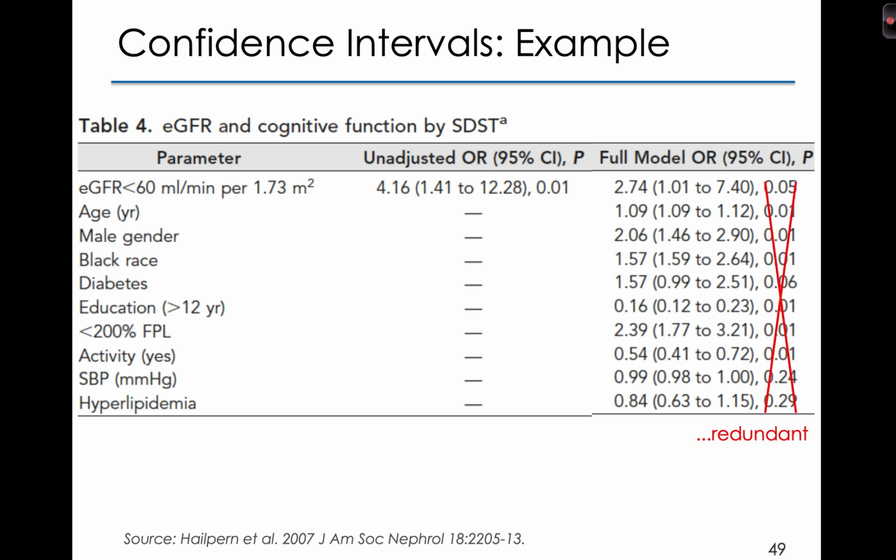So I would say that none of these p-values really needed to be shown in this table. I feel like they're redundant of the information about statistical significance that we can already see in the confidence intervals.